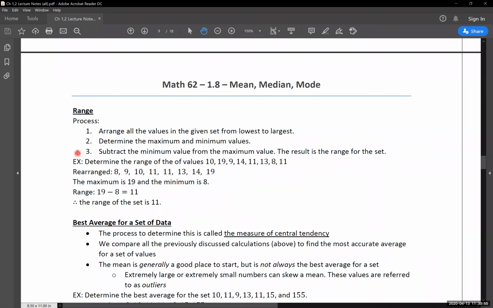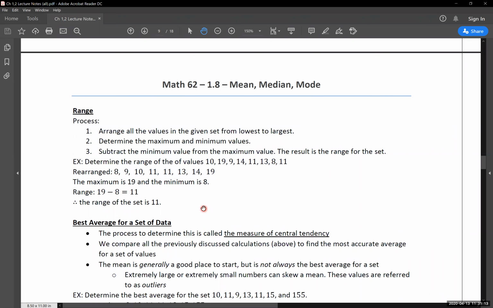Step 3 says subtract the minimum value from the maximum value. Well, okay. So I've got 19 as the maximum. I'm subtracting 8 from it. I'm getting 11. So the range of this set of data is 11. Okay.